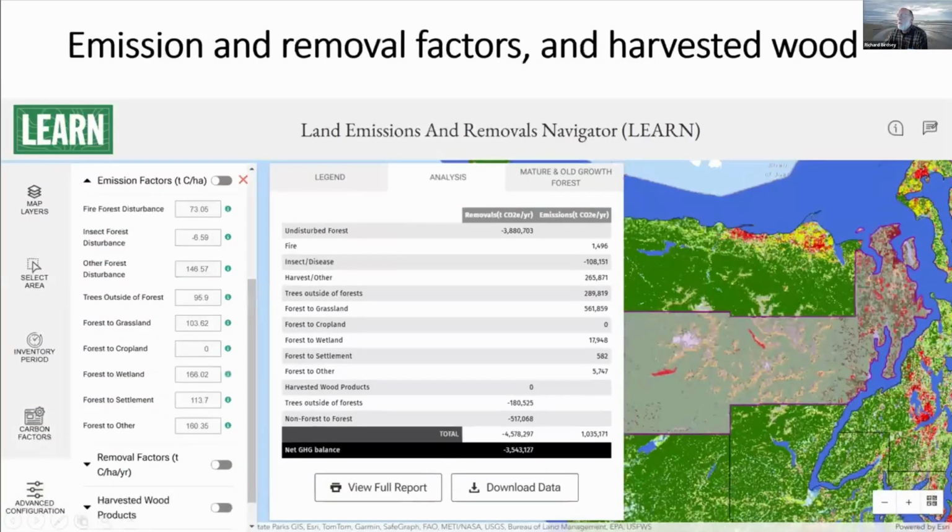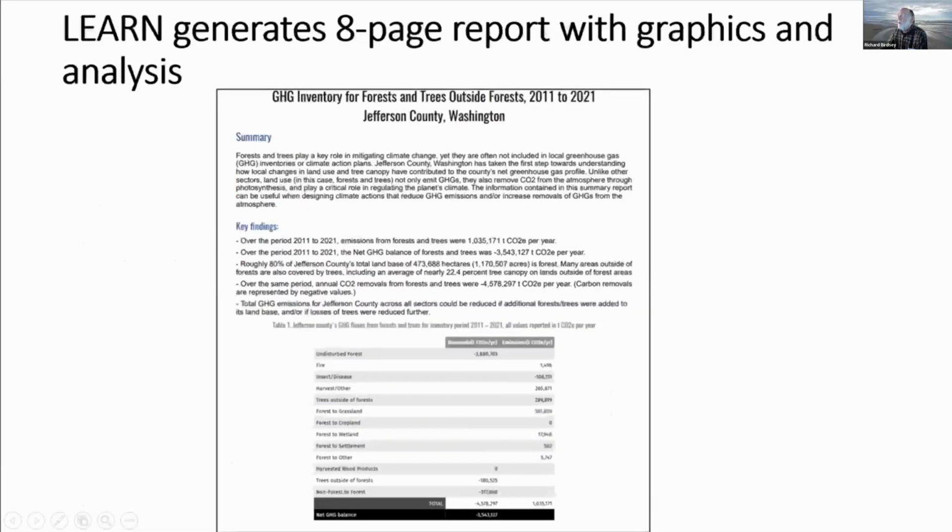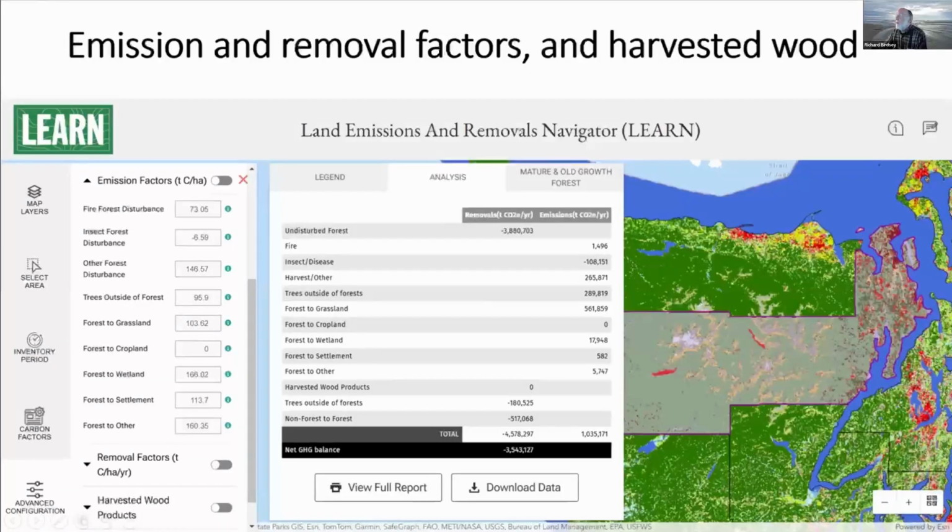We have the emission factors I'm showing here: fire, insects, other disturbances, forest to grassland, and so forth. And those are forests being converted to different categories. I'm not showing the removal factors here, but if you click that button, that's what happens. And then here's the basic inventory report in the middle, which lists the numbers.